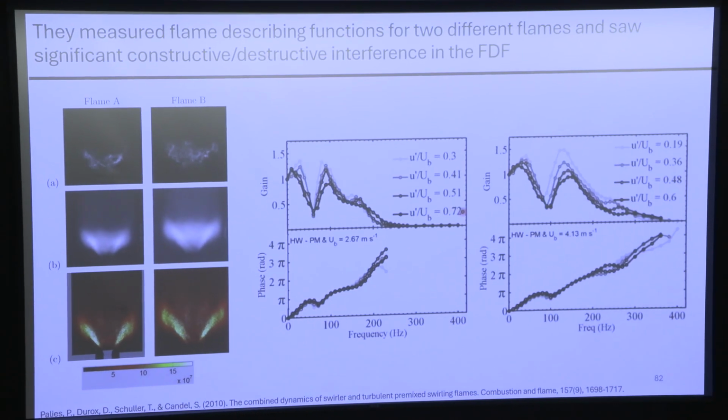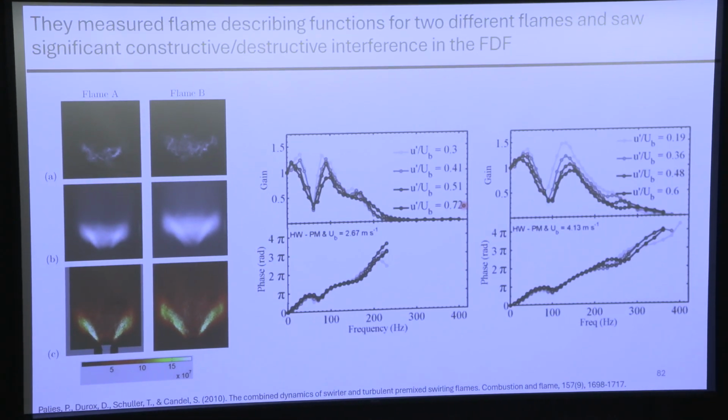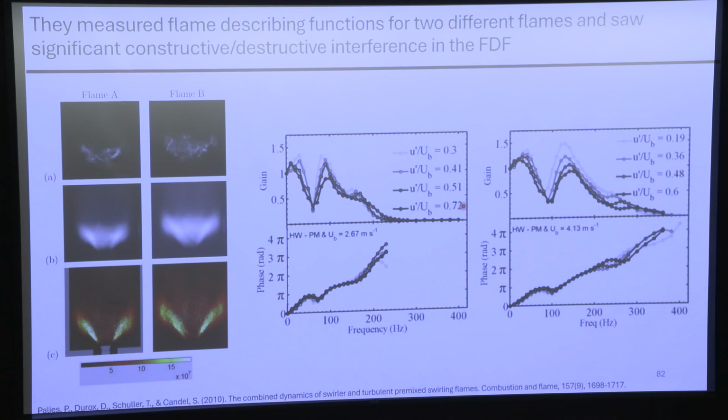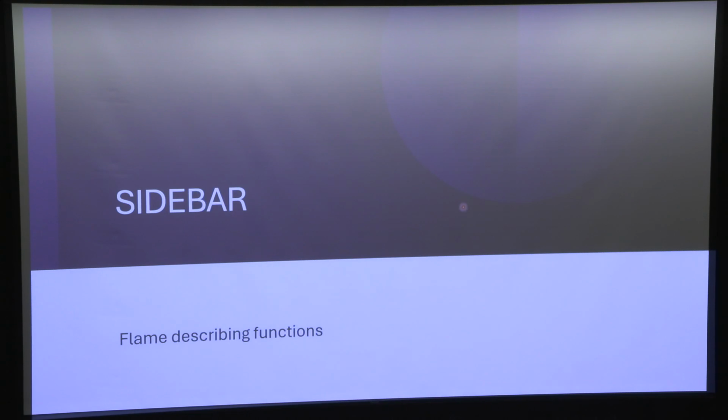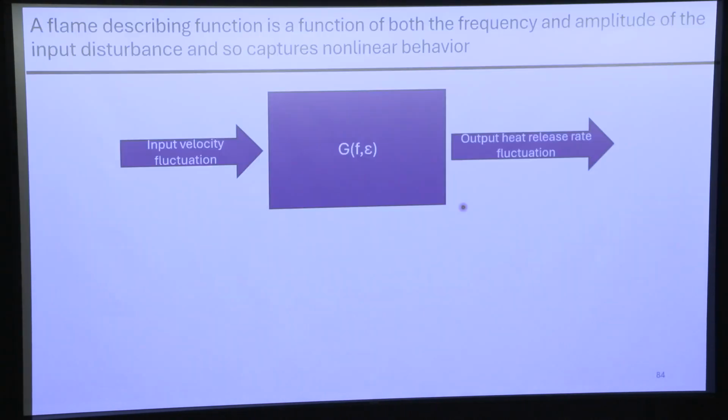This is so far out of the linear regime, it's definitely not linear. So you can't call this a flame transfer function anymore. Instead, we call it a flame describing function. The flame describing function is the same basic thing as the flame transfer function, but now it's not just a function of frequency, but also a function of amplitude.